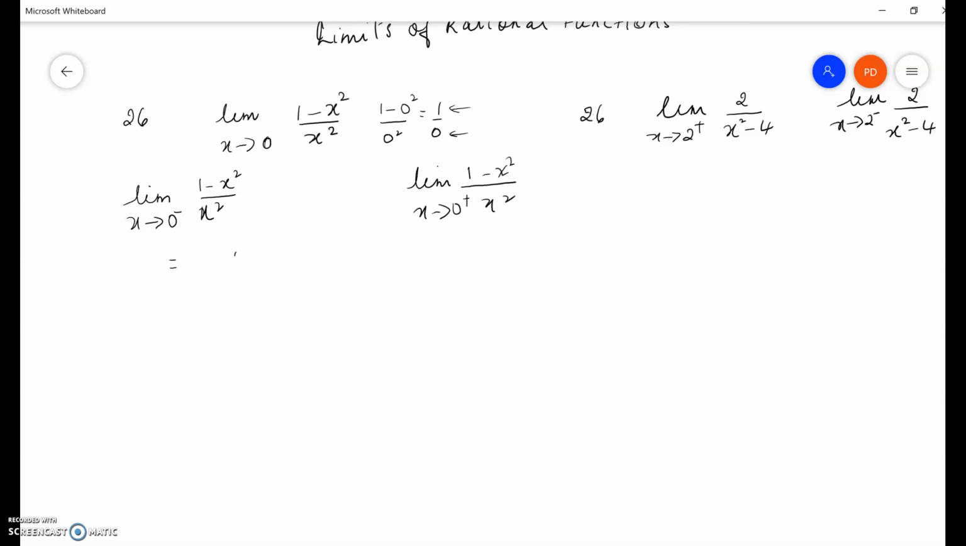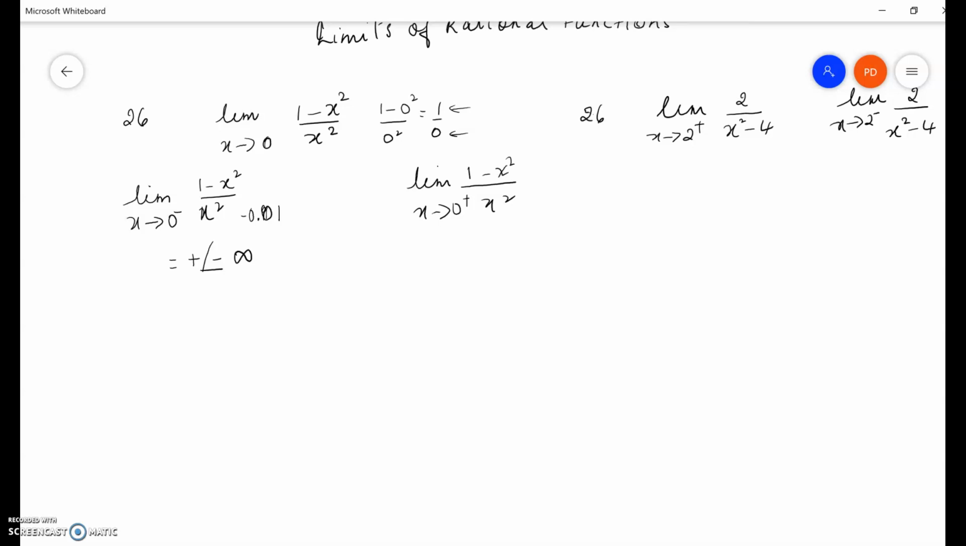Remember that if it's an asymptote, we know it's an infinity. We just need to decide whether it's a positive or a negative. How do we do this? If we're approaching 0 from the left, look for a number to the left of 0. Let's say negative 0.01. So we look at a number to the left of 0, so it has to be negative.